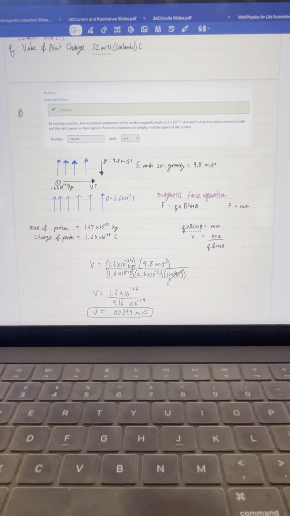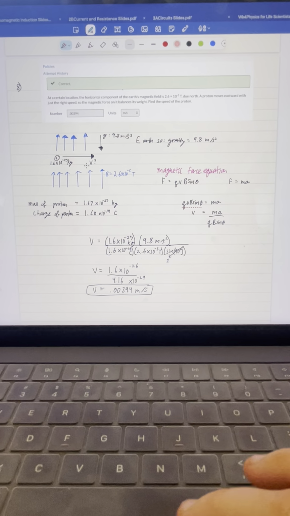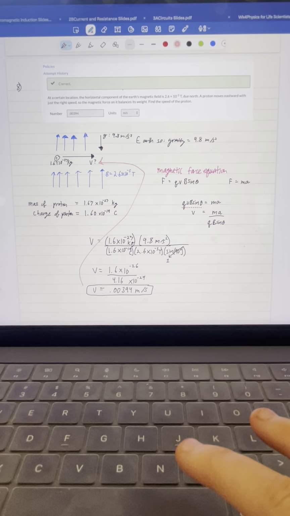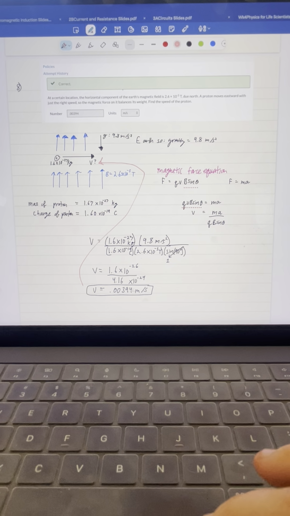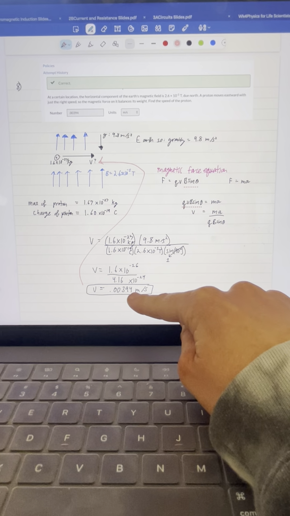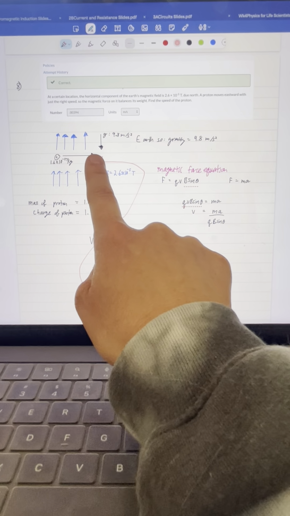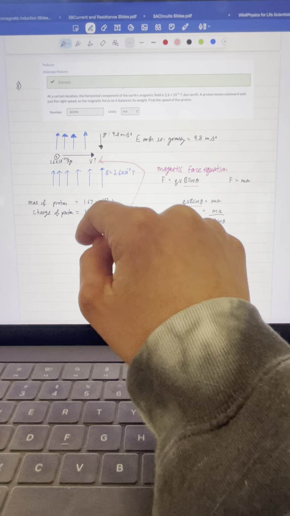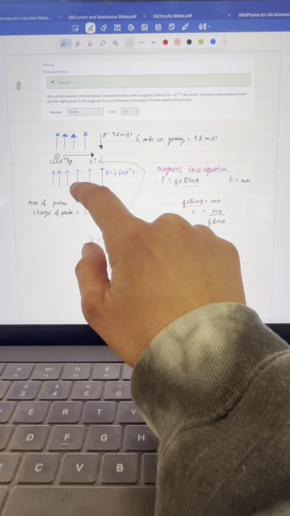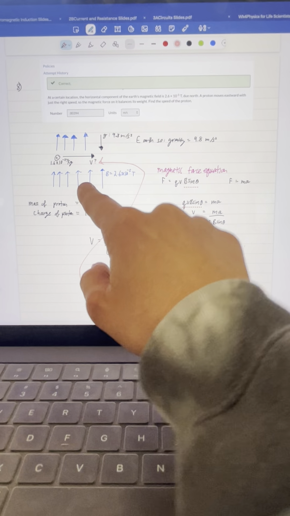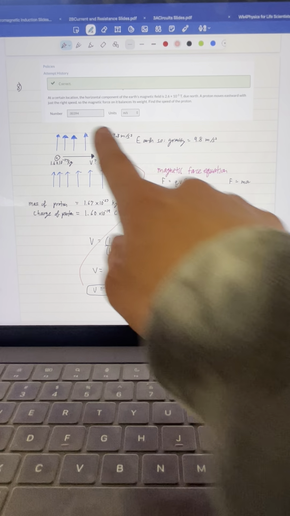So that means this is the V, the velocity right here. We know it's going to the right, going east, at a velocity of this amount. And just to say again, this is our proton, it's moving east, and gravity is acting down on it, which is what I have here, and our magnetic field is going upward. So that's how I got my angle, from these two.